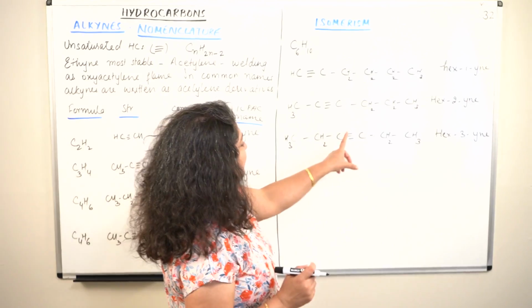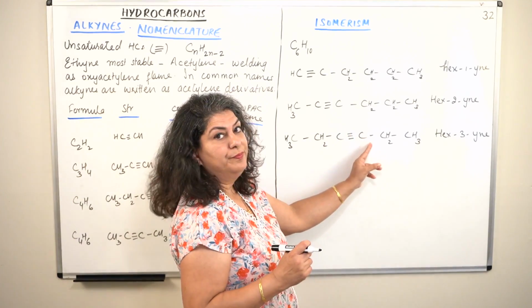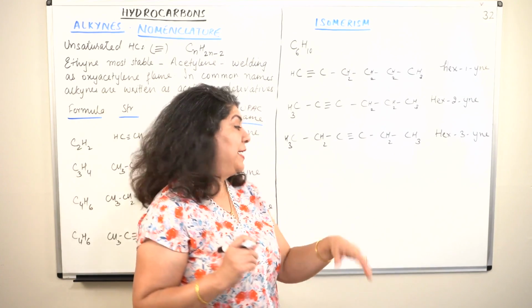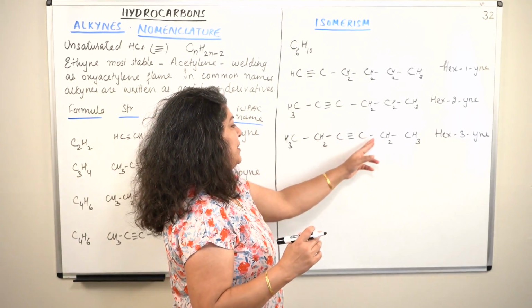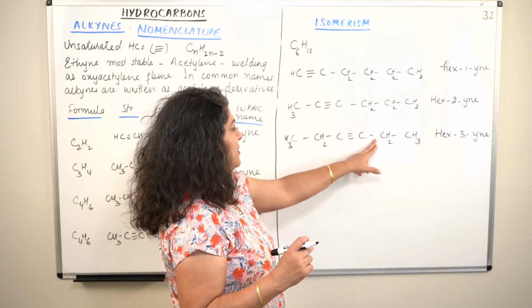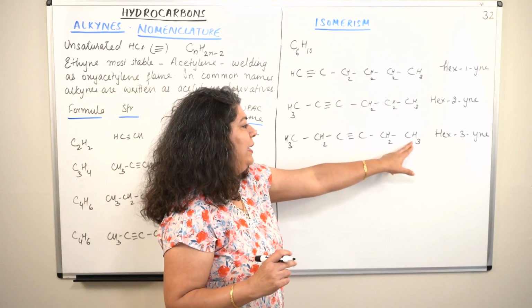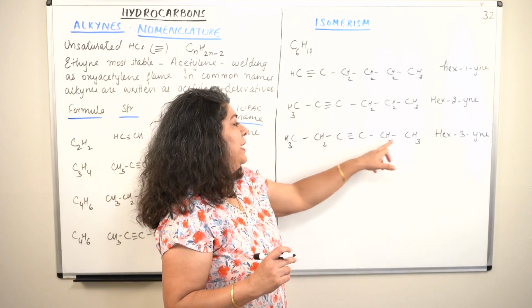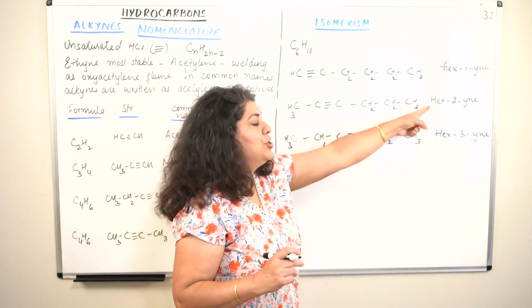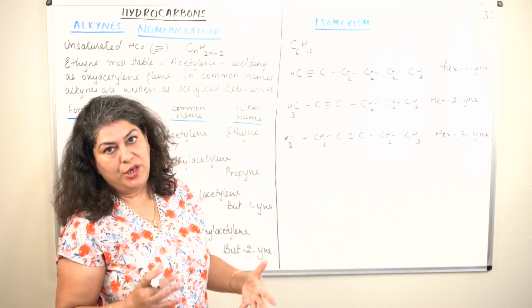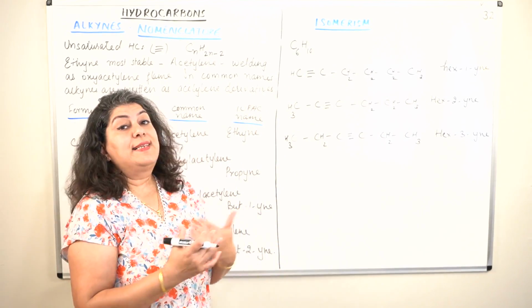Now, if I shift the triple bond between these two, I will get this structure, only I'll be looking at it from the other side. Or if I shift it here, and let us ignore the hydrogens, now I'll count from this side and I will get hex-2-yne, which is nothing but the same compound. So I will not get any more position isomers. So what is the next thing that I can do?